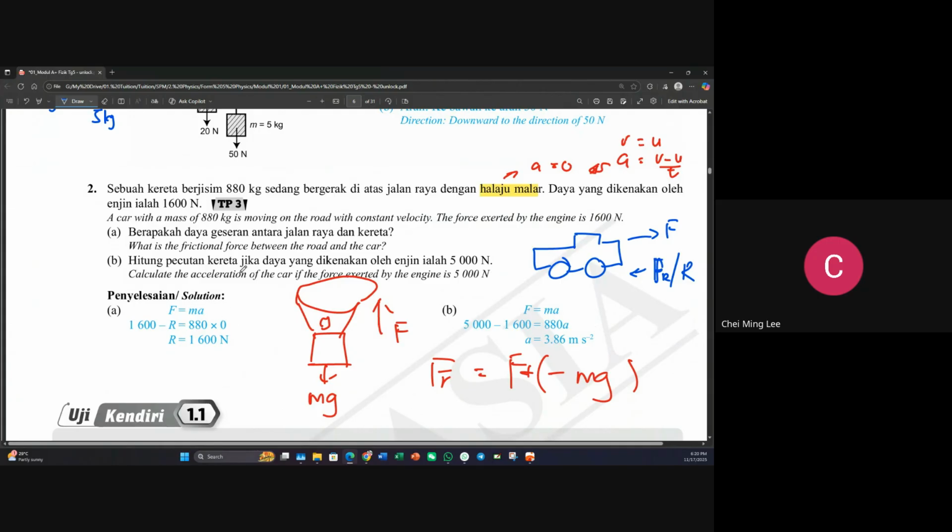Okay. Now, calculate the acceleration of the car if now the force exerted by the engine is 5,000 Newton. So F equals ma. We know that the frictional force R is 1600 Newton. So will it change? It won't change. Your frictional force won't change, like, okay, now I'm driving a pickup, like the Toyota Hilux, so suddenly the road becomes very sticky and the resistance becomes very high. When you drive a BMW, the road is smooth like hell.